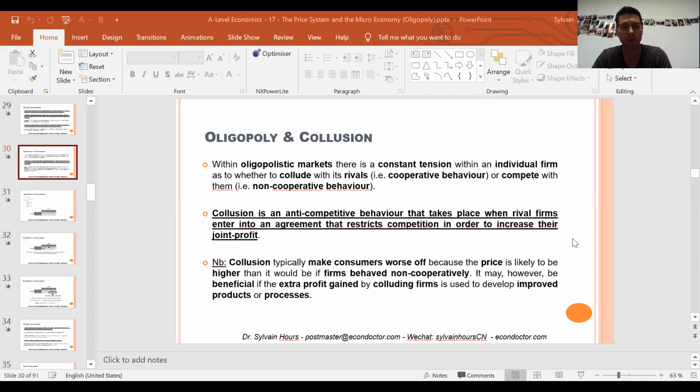And once we are done with that, we'll have a look at the last topic of this module, which is about the kinked demand curve model, which is a model that can explain why prices tend to be stable and even sticky in an oligopolistic market, even though firms are not colluding. Okay, so that's going to take us about 45 minutes to 1 hour.